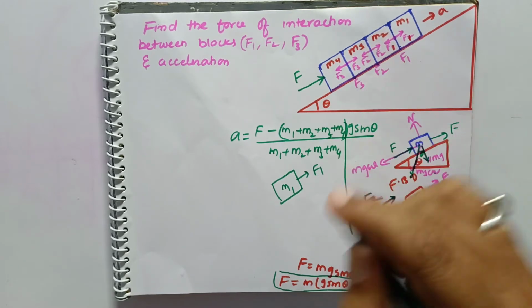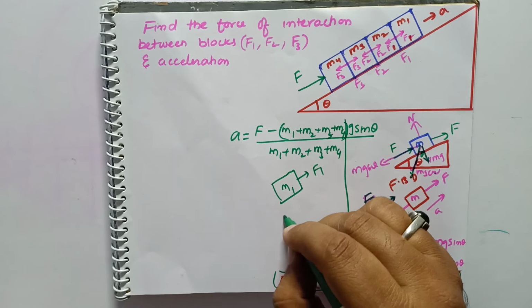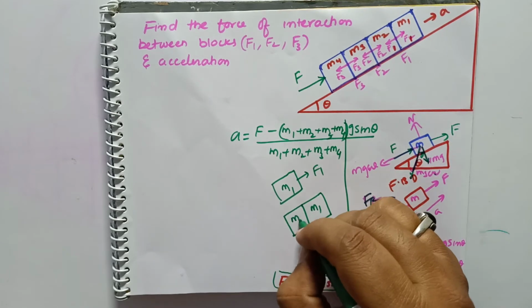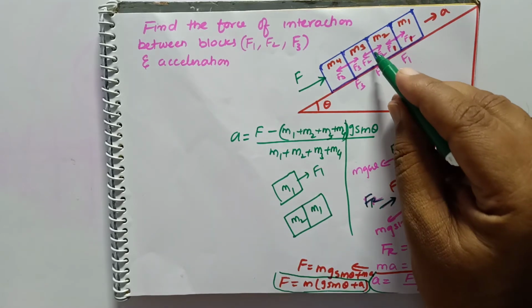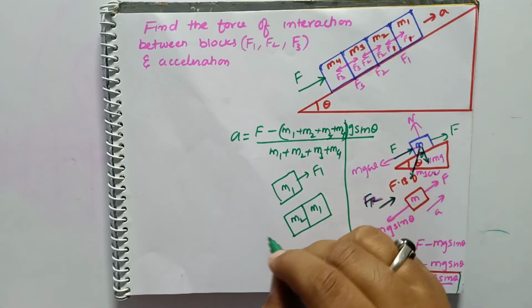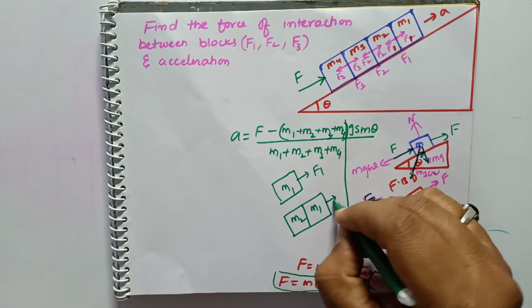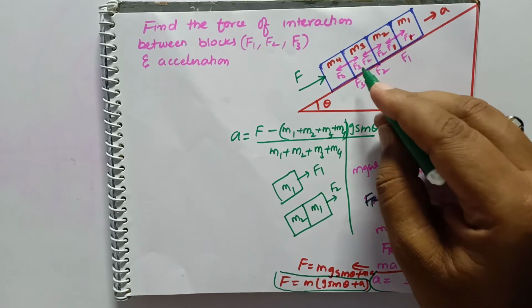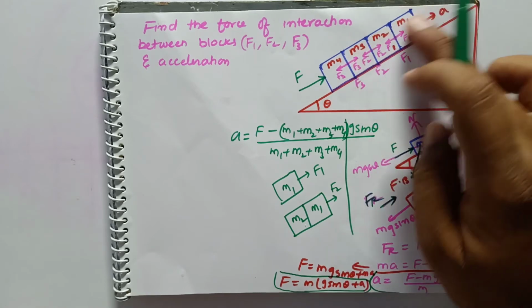If you take f2 here, on how many blocks is it going to act? Just see, this is m1 and this is m2. So f2, if you observe, is acting on 2 blocks here. So therefore you can take it as f2. Next, f3 is acting here on 3 blocks.